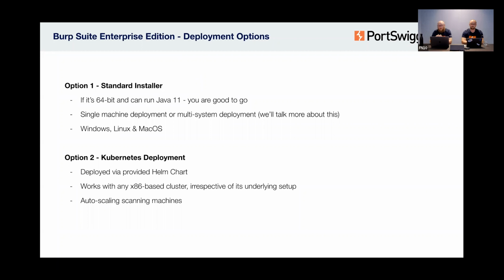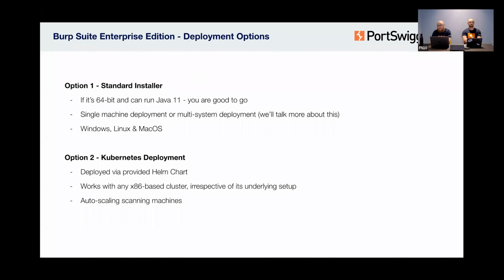So this is deployed via the provided Helm chart, and the idea is that it's going to work with any cluster you might have, irrespective of its underlying setup, as long as you meet our prereqs, which again we'll cover in a sec. Again, these two options are really down to preference, how you typically manage your environments. You could argue that the Kubernetes has one sort of advantage, let's call it, which is in the auto-scaling scanning machines. Whereas with the standard installer, you're pre-provisioning your scanning machines, so the resource is there ready to go, although you may not be scanning all the time.